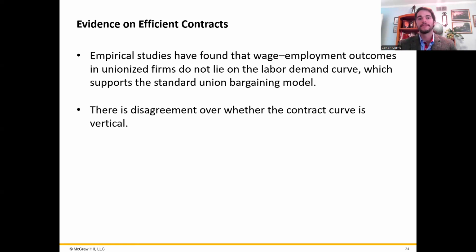There's been some studies done that attempt to estimate the demand curve for a firm or for a unionized industry, and they look at the actual observed employment levels. Basically, what they tend to find is that the employment levels are not on that estimated demand curve, that they are to the right, just as we had shown in a simple way through this model.